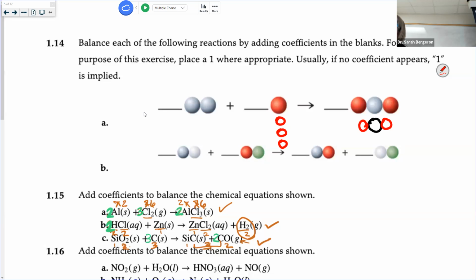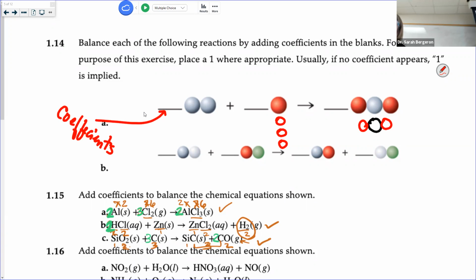But y'all, that would take a really long time to draw all the spheres. We're not doing all that, right? So the easier way is to use coefficients to change the number of molecules of each of the compounds in a balanced chemical equation. If we put a number in those blanks, those numbers are called coefficients.